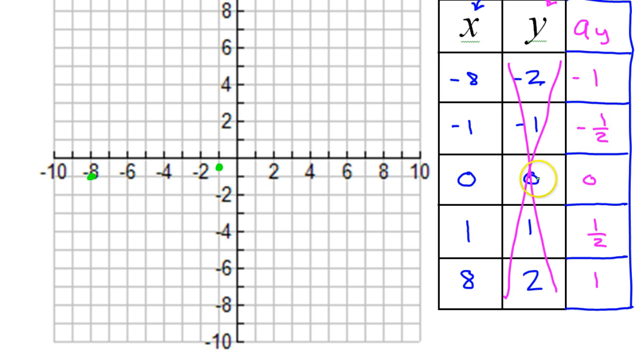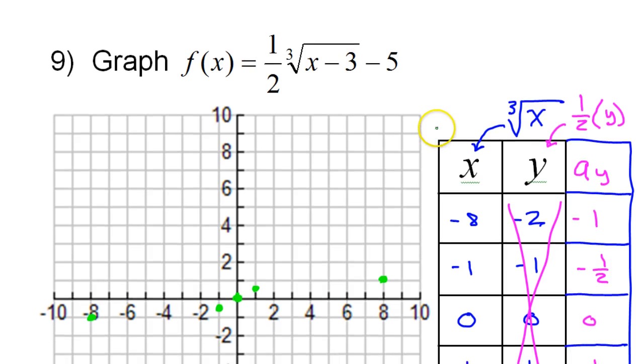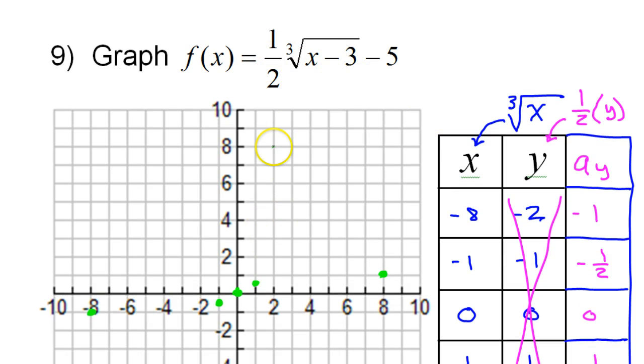Okay, and then we have 0, 0, 1 and 1/2, and 8, 1. Okay, so this is what we have so far. Alright, so far we've done the a value, so we've done the vertical compression by a factor of 1/2. That's why it's so small. But what we haven't done is the shifting yet.